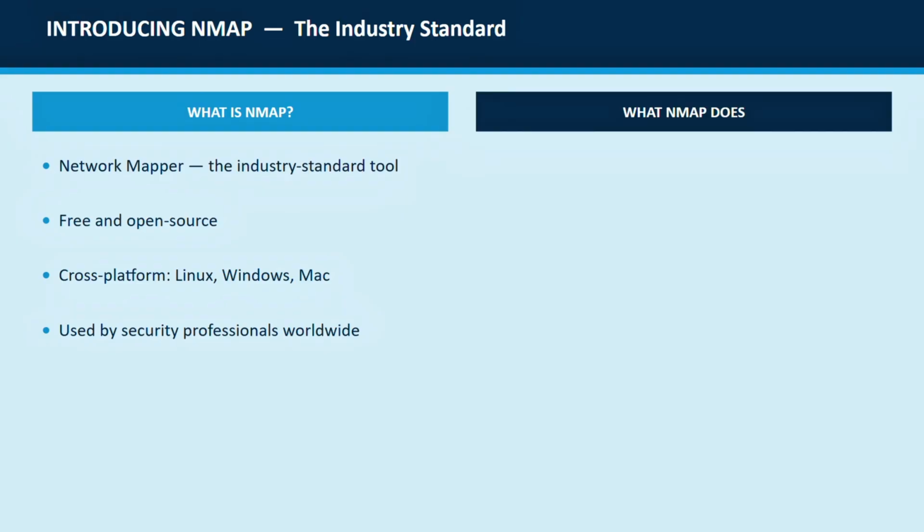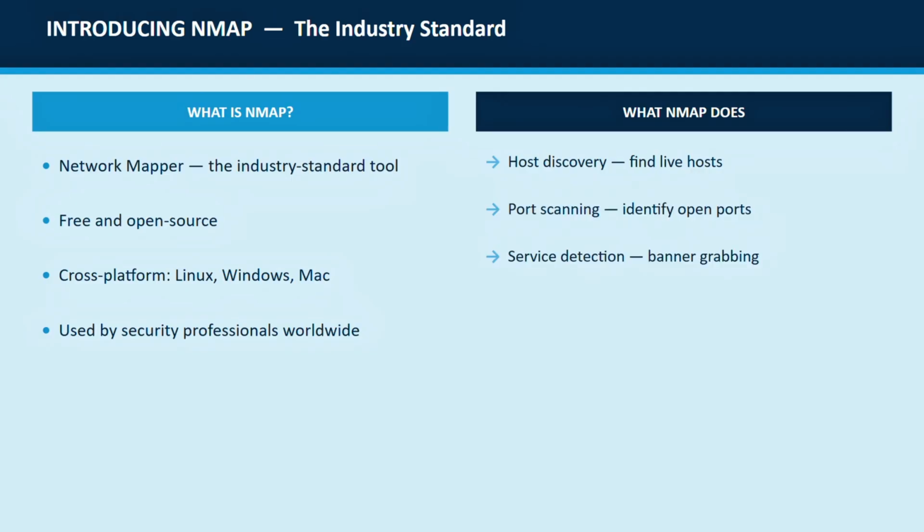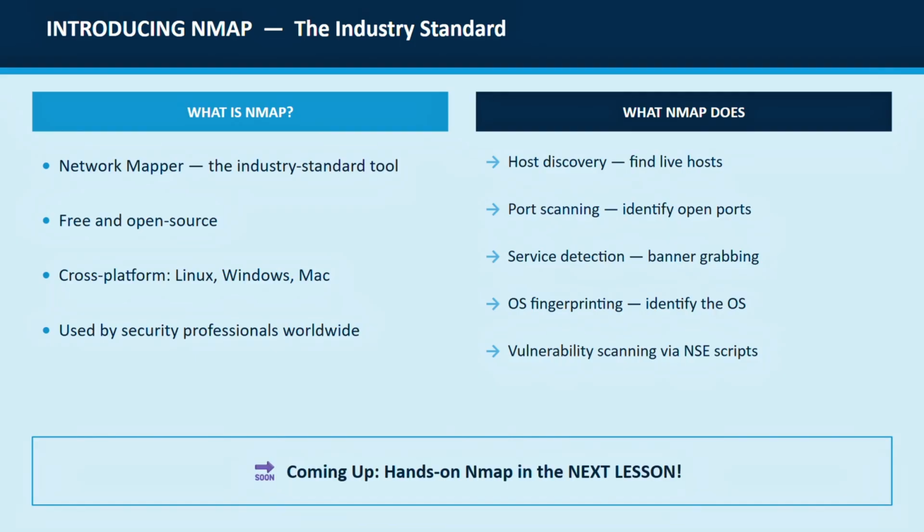So what does Nmap do? It does host discovery, that is, it can help you find live hosts. It does port scanning, it can help you identify open ports. It does service detection, which helps you identify versions or helps you do banner grabbing. It also does OS fingerprinting, and this is where you identify the operating system, and it can also do vulnerability scanning via the NSE scripts. We are going to start using Nmap in our coming lesson, so stay tuned.